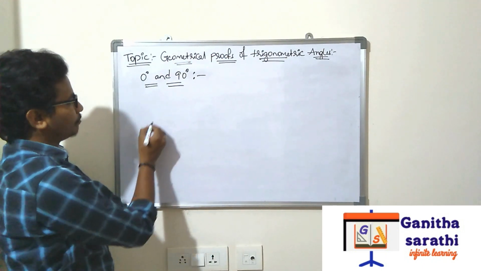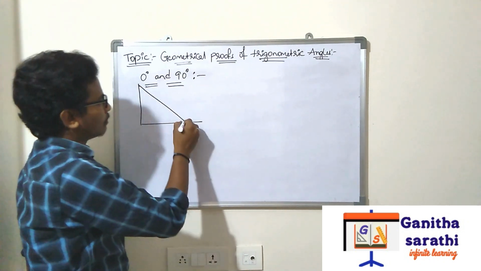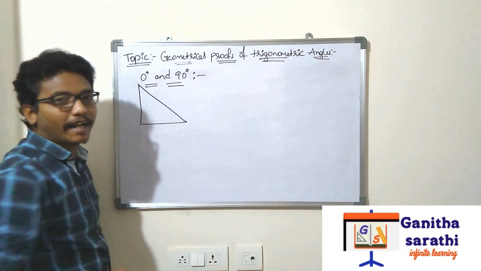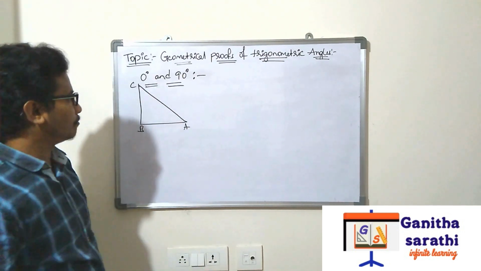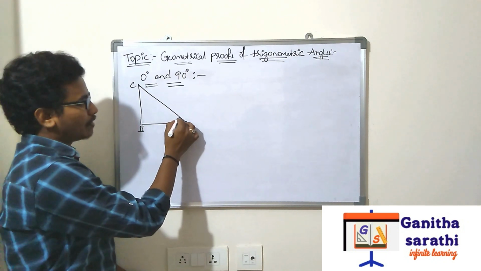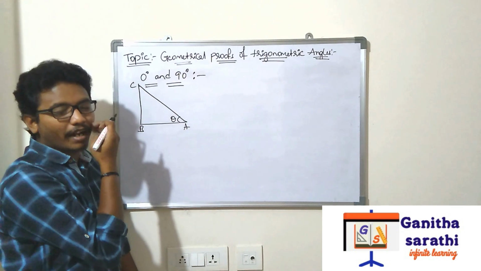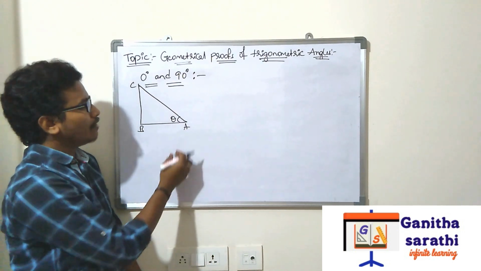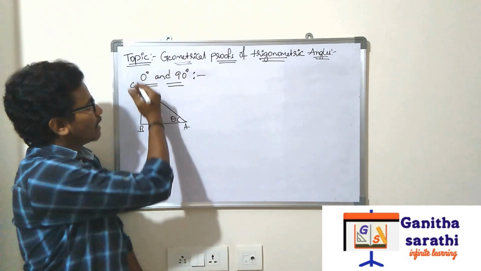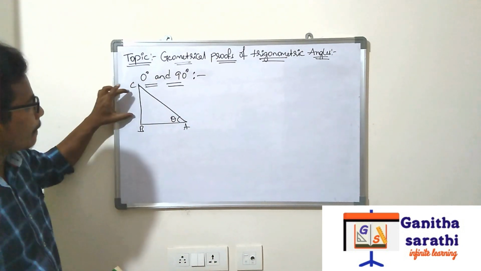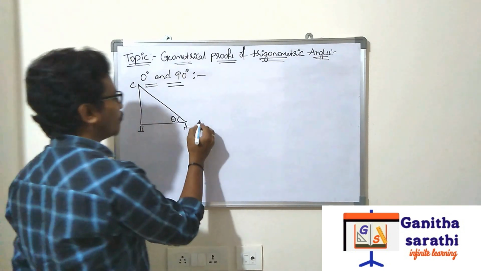Take a right angle triangle. Take it as A, B and C. If theta is here, this should be equal to what? 0. Means we are finding the value of 0 degrees, right? If this should be equal to 0, the value of this one should be decreasing. What value should be decreasing? BC value should be decreasing, right? BC value should go on decreasing.